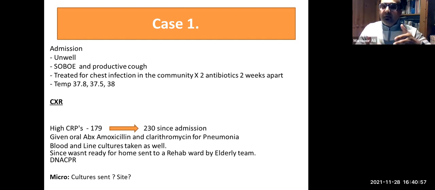Then she was sent to a rehab ward where she could be easily dialyzed at one of the satellite units, and was looked after by the elderly team. DNA CPR was also discussed. So at this point, there was no nephrology interaction, just interaction with the care of the elderly. They had maybe spoken to a nephrology registrar and then sent the patient to a rehab ward close to the dialysis unit.